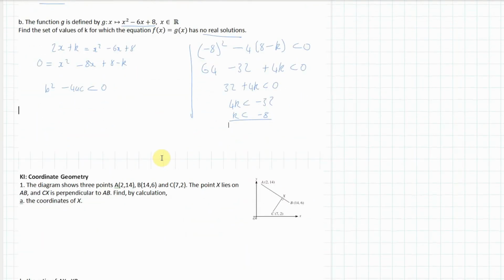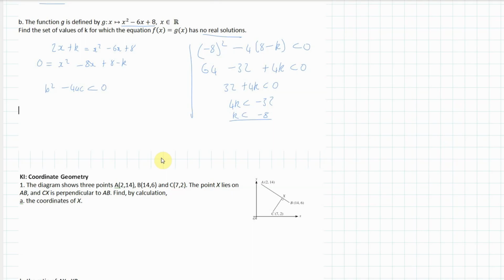Okay, let's move on to the next section, next page. It's a coordinate geometry question. The diagram shows 3 points, A (2, 14), B (14, 6), C (7, 2). The point X lies on AB, and CX is perpendicular to line AB. Find by calculation the coordinates of B.